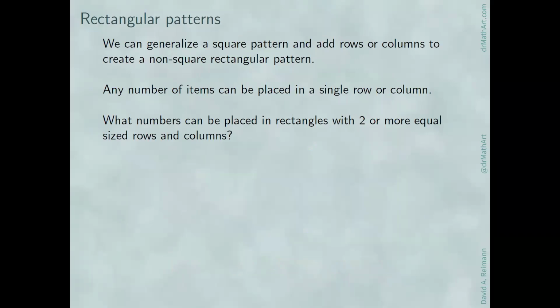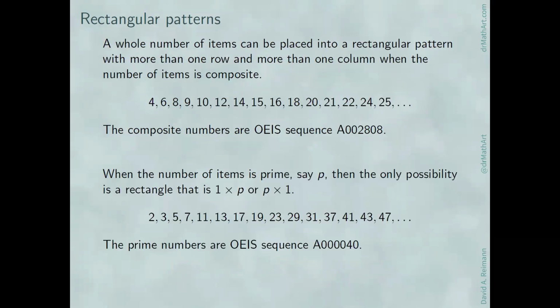So another way that we could generalize square numbers is with rectangular numbers. Obviously, we've seen that any number of items can be placed in a single row or column. But if we want rectangles with two or more equal-sized rows and columns, what does that mean? It means that I have to have the same number of items in multiple rows or columns, and that's an indication that the number is not prime, that it's a composite number.